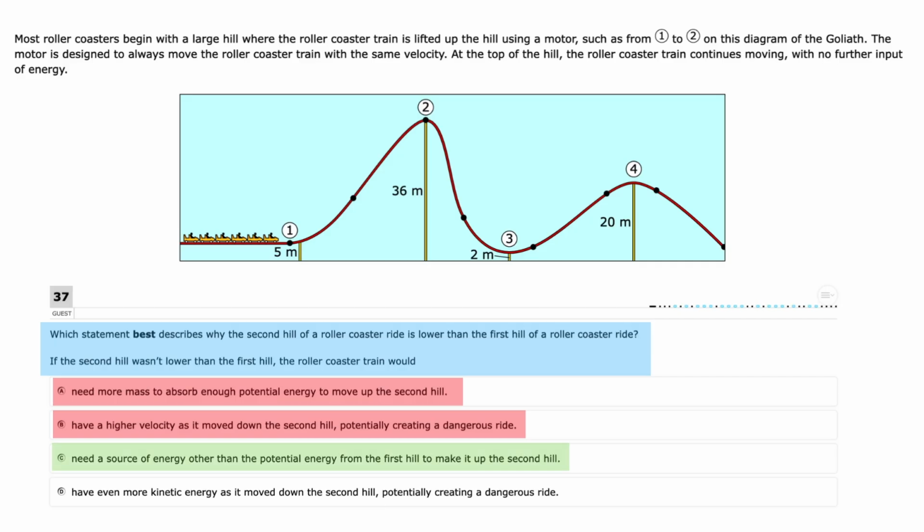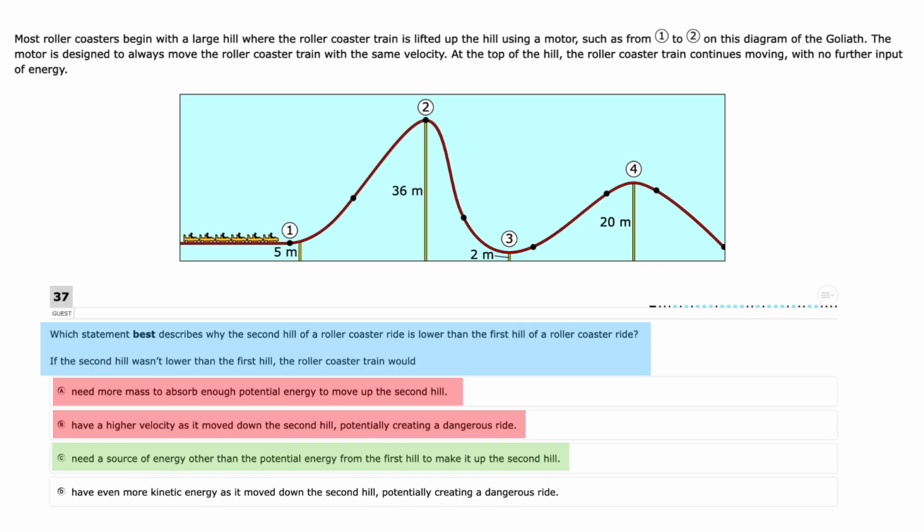Answer choice C says the roller coaster would need a source of energy other than the potential energy from the first hill to make it up the second hill. This is the correct answer. Since no new energy is added after the top of the first hill, the roller coaster must rely on the energy it gained there to get through the rest of the ride.